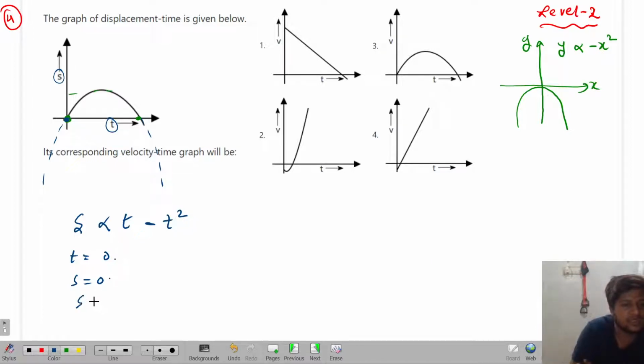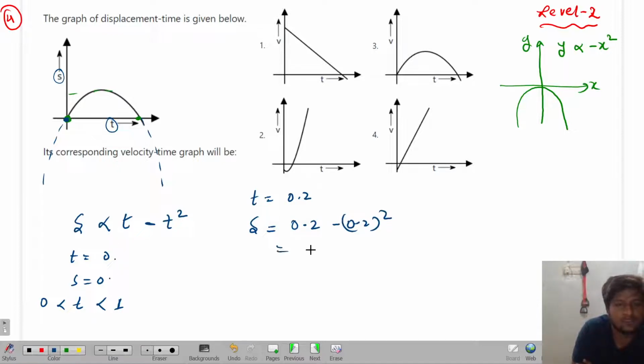Now I am considering t between 0 and 1, like t equal to 0.2 seconds. What is this displacement? It is equal to 0.2 minus 0.2 square, which is 0.2 minus 0.04. The answer becomes positive over here. So what we observe is that in the region between 0 and 1 second, the displacement is positive. After that, it becomes negative.